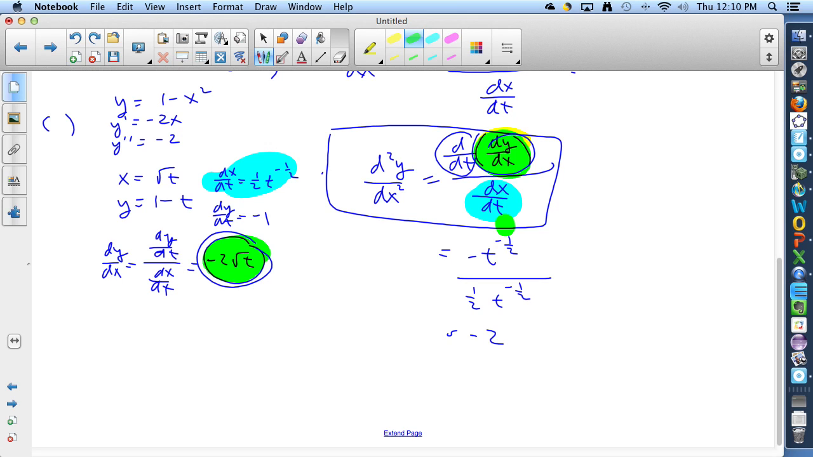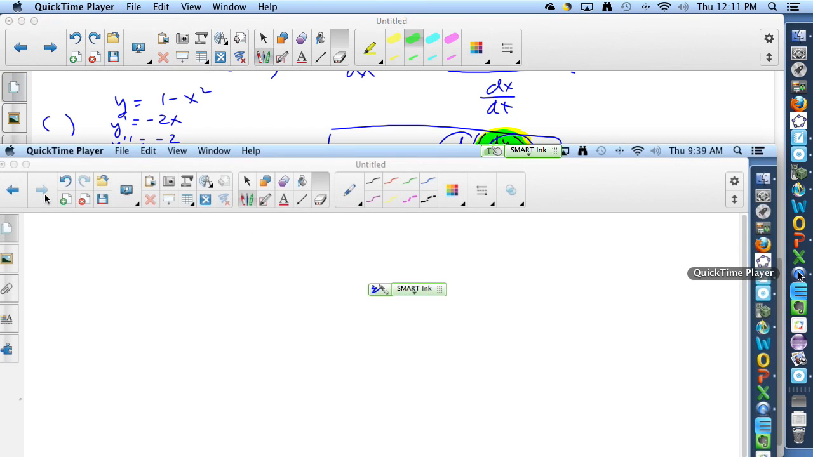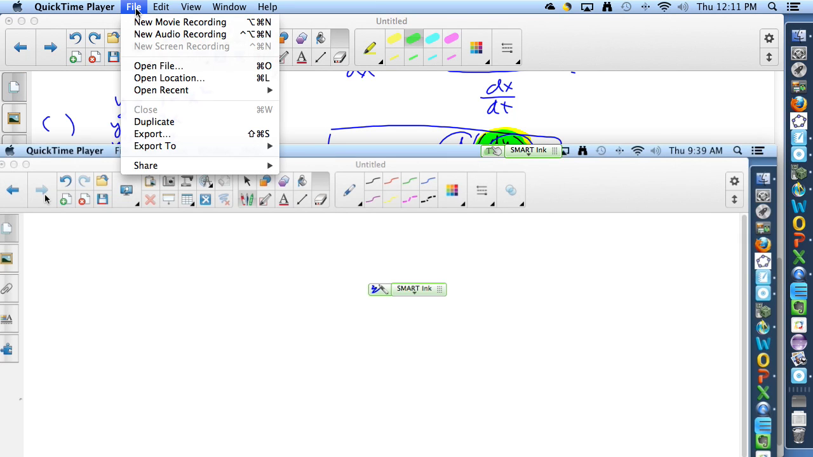So tomorrow we'll come back and we'll look at arc length. I think arc length is actually a little bit easier. I think the first derivative in parametrics is pretty straightforward. The second derivative, you just have to stay the course.